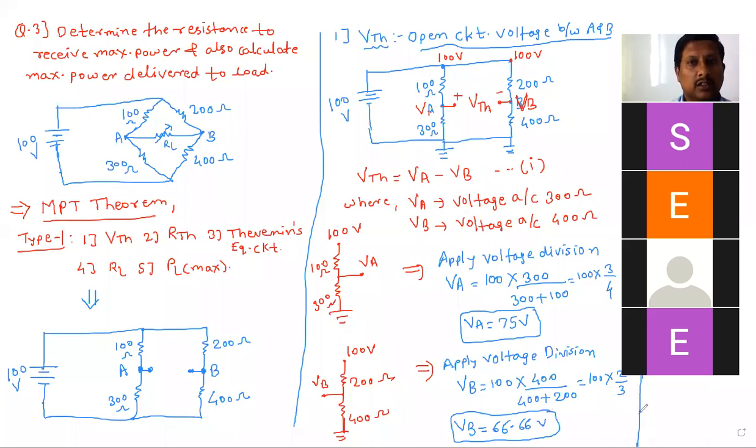Now only you have to take the subtraction. So put VA and VB in equation number 1. So you can get, we can directly take 75 minus 66.66, which is 8.34. So this is the VTH, 8.34.